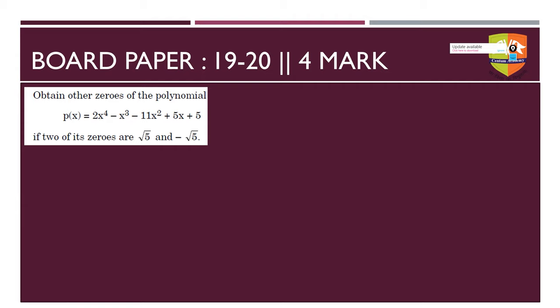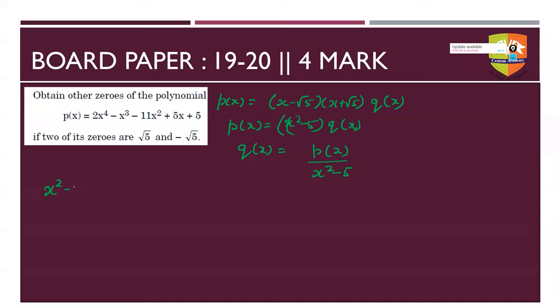And so hence the polynomial Px will be how much? So Px is equal to x minus root 5, x plus root 5 times, let's say Qx, right? Which is the quadratic. So this is x square minus 5 times Qx. This is how you can write there also. So Px is equal to this. So what is Qx? Qx is Px upon x square minus 5. So let's do this. X square minus 5 within brackets, open this up. 2x to the power 4 minus x cube minus 11x square plus 5x plus 5.